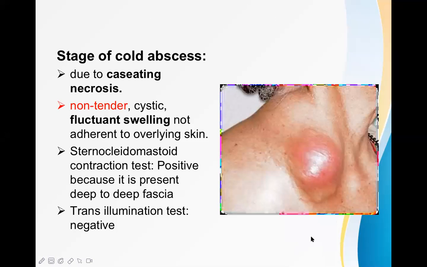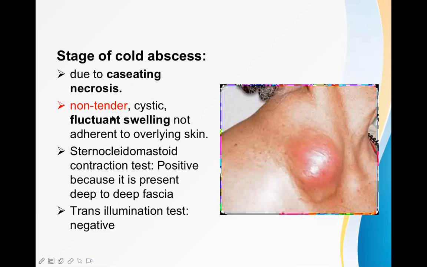Now to elaborate this a little bit further, this is the stage of cold abscess. So let's talk a little bit about it and look at the picture here. Okay, there is a huge swelling. There's slight redness on the surface of the swelling. But when I touch this area, there is no pain. Number one. Number two, it doesn't feel hot, because the signs of typical inflammation are absent here. So this cold abscess is present because of caseating necrosis.